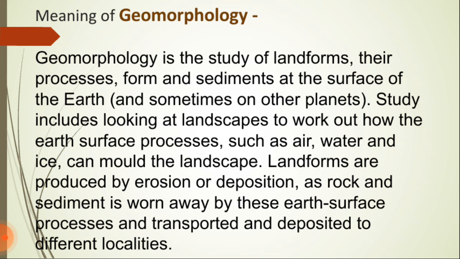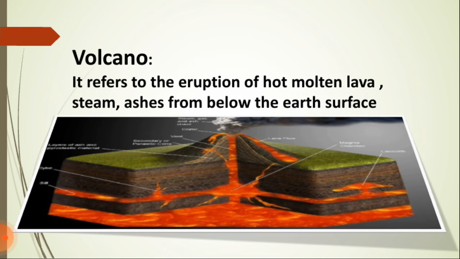Meaning of geomorphology. Geomorphology is the study of landforms, their process, form and sediments at the surface of the earth and sometimes on other planets. Study includes looking at landscapes to work out how the earth's surface processes such as air, water and ice can mold the landscape. Landforms are produced by erosion and deposition, as rock and sediment is worn away by these earth's surface processes and transported and deposited to different localities.